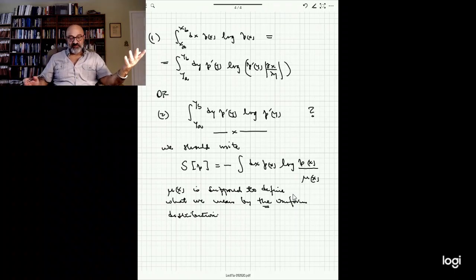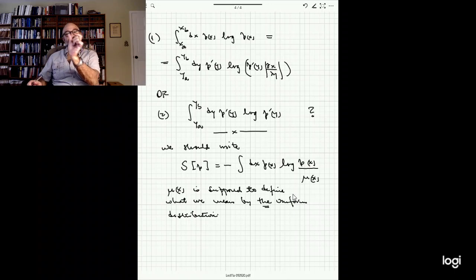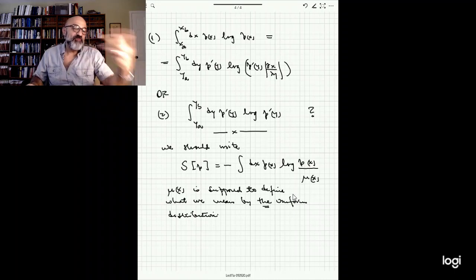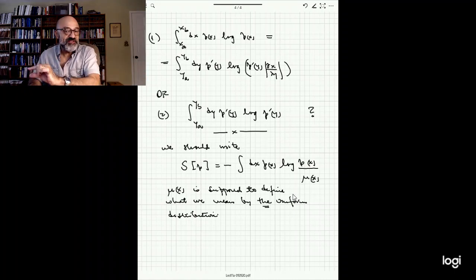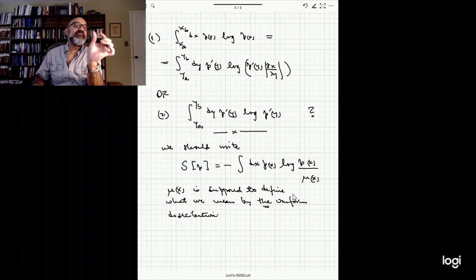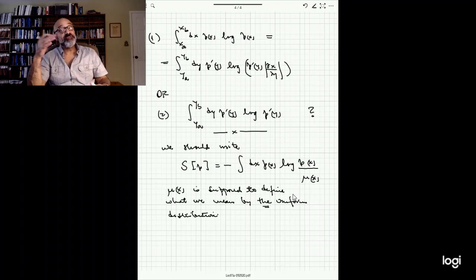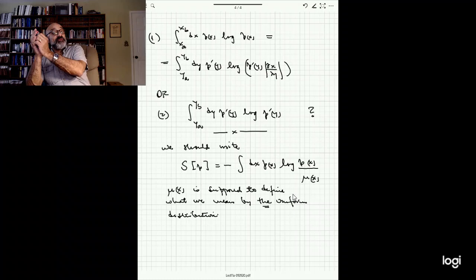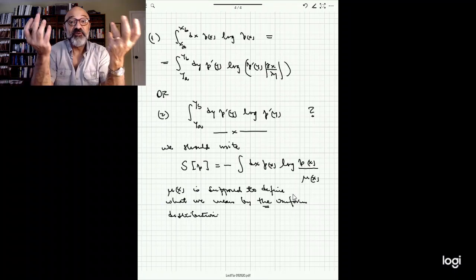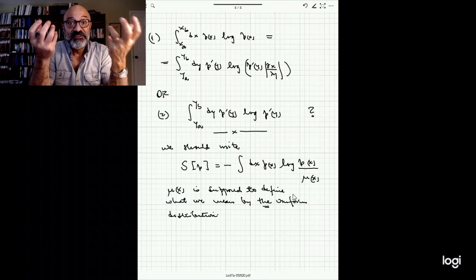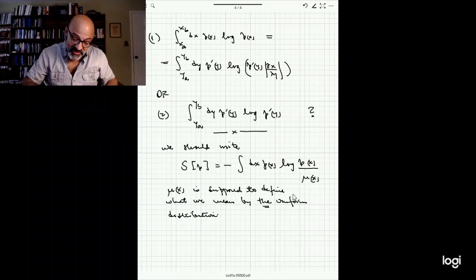When we discretize, we're supposed to discretize in equal delta x's, but equal delta x's does not correspond to equal delta y's. Equal delta x's in Cartesian coordinates is not the same as equal volumes in polar or spherical coordinates. So which is the one that's supposed to be truly uniform? This mu is what defines what we mean by uniform.